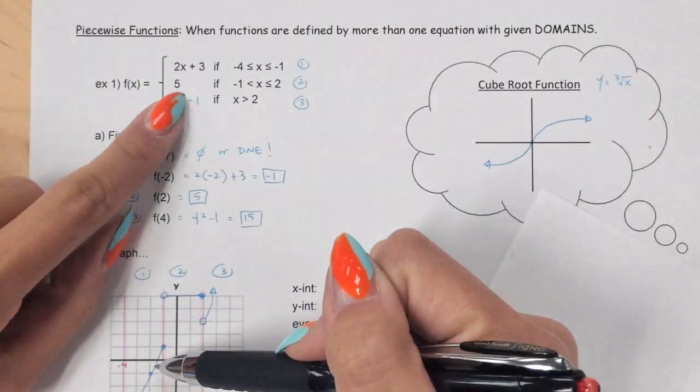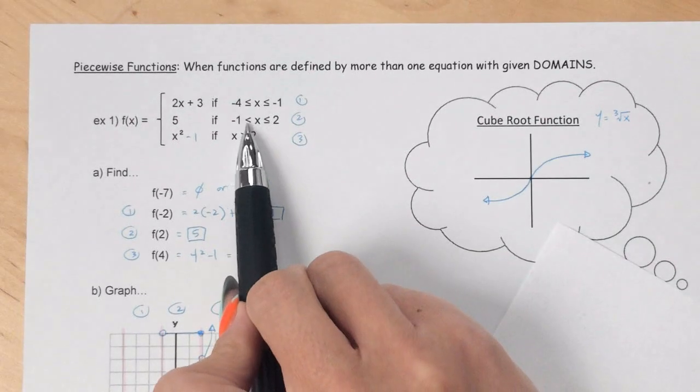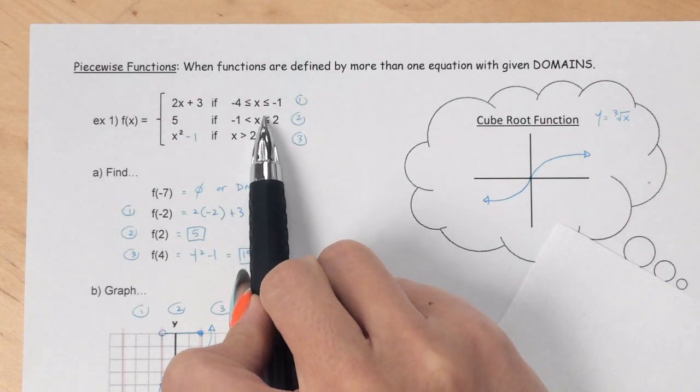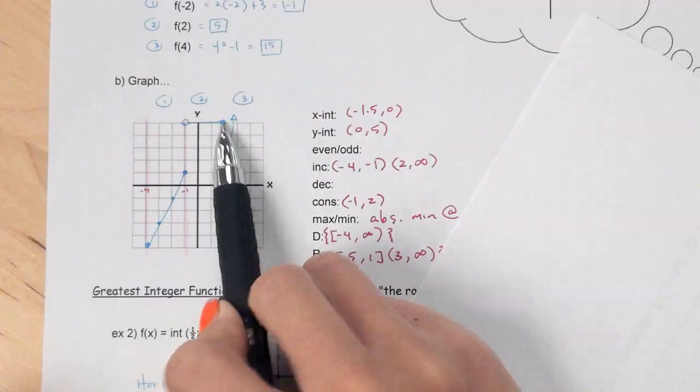My piece 2 says y equals 5. Y equals 5 is a horizontal line. Right here it says open circle basically and closed circle. So here's my open circle all the way to my closed circle.